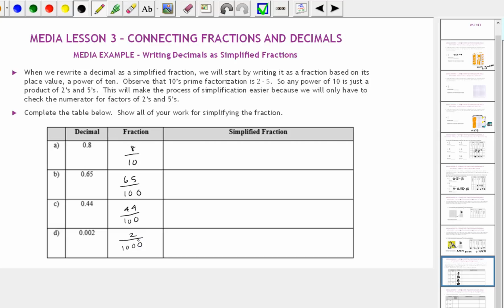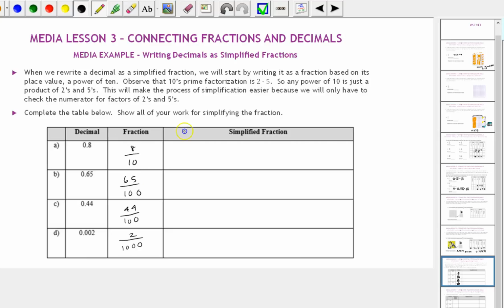One thing you want to note when you show them how to simplify this is, since the denominators are powers of 10, a nice result is that all we have to do is look to see if the numerator is divisible by 2 or 5 to simplify. 10 only has prime factors of 2 and 5. So if the numerator is even, divide by 2's till you can't anymore. If the numerator ends in a 5 or a 0, divide by 5 or 2 or 10.